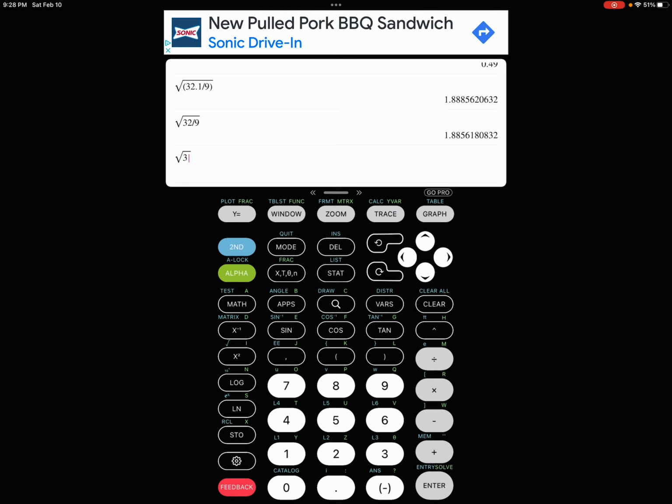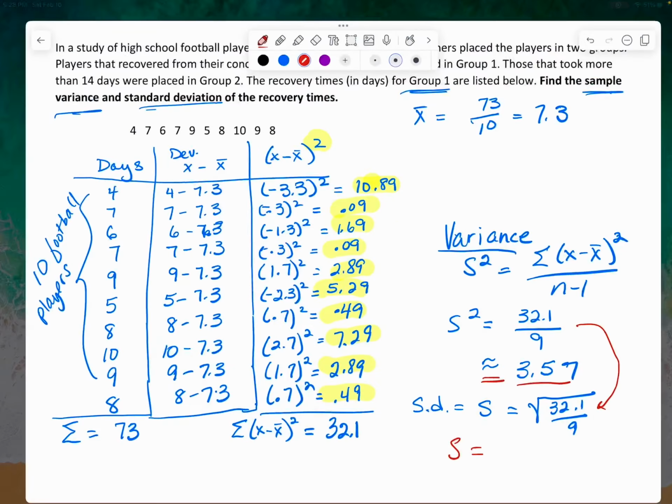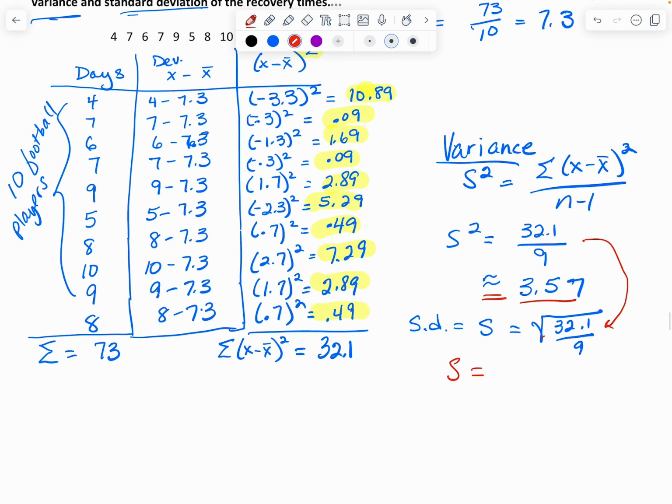What you can't do is the square root of 32.1 and then divided by 9. So if you see the difference between the first entry and the last entry, in the first entry, the 32.1 and the 9 are all under parentheses, all under the square root, which is what we want. In the last example, the 32.1 is the only thing under the square root. So again, be familiar with how your calculator works. You really need to practice this with your calculator.